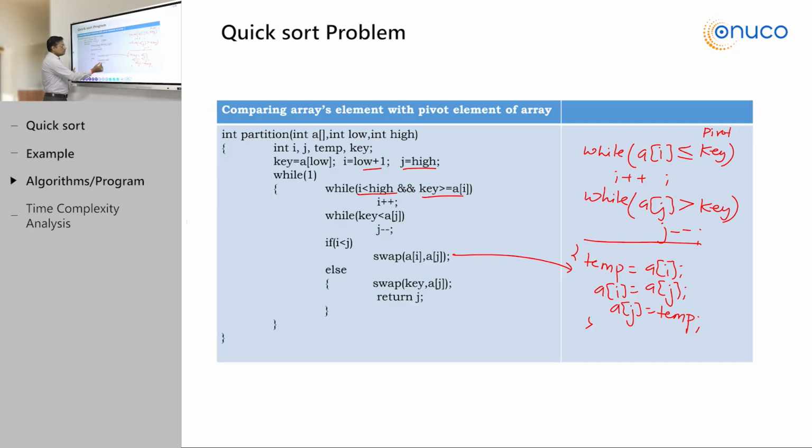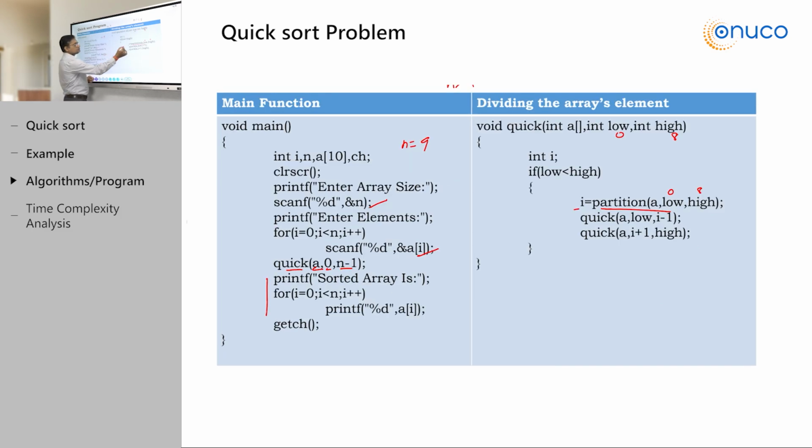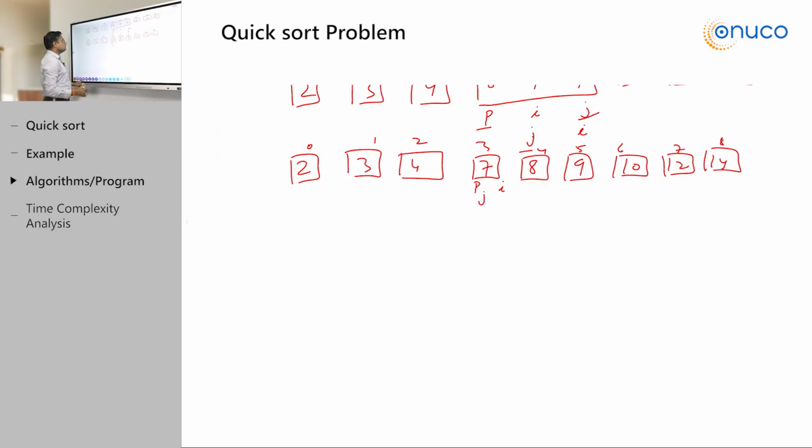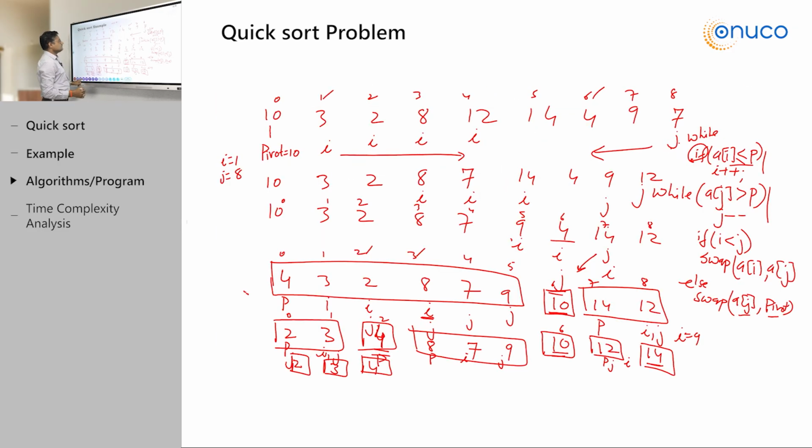Return J. Once you return J, that will go and sit here at the place of I. What are the values of J? It will come and sit in place of I. So let us see that in the previous example, very first case, we have divided the array into 2 parts based on the J element. And what is the position of J here? It is 6, 6 is the index.